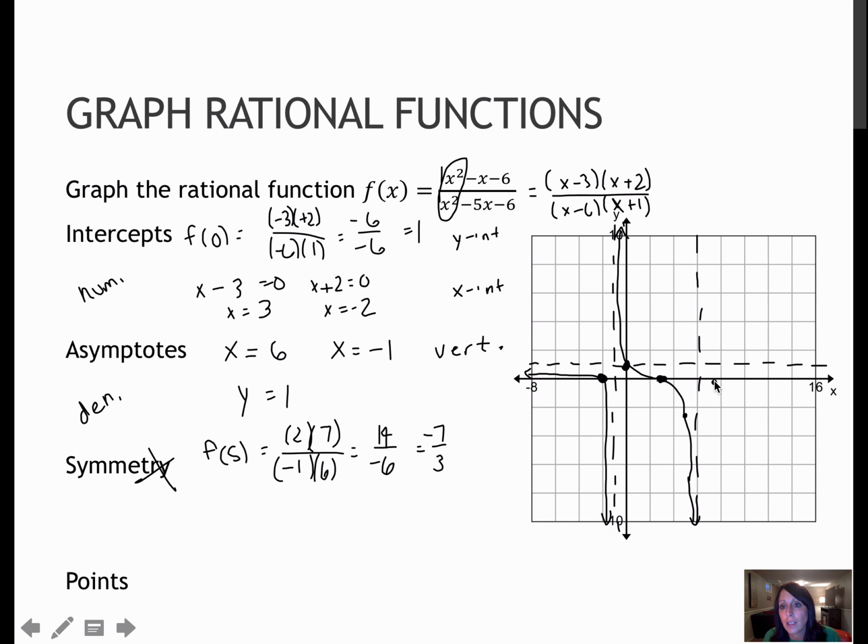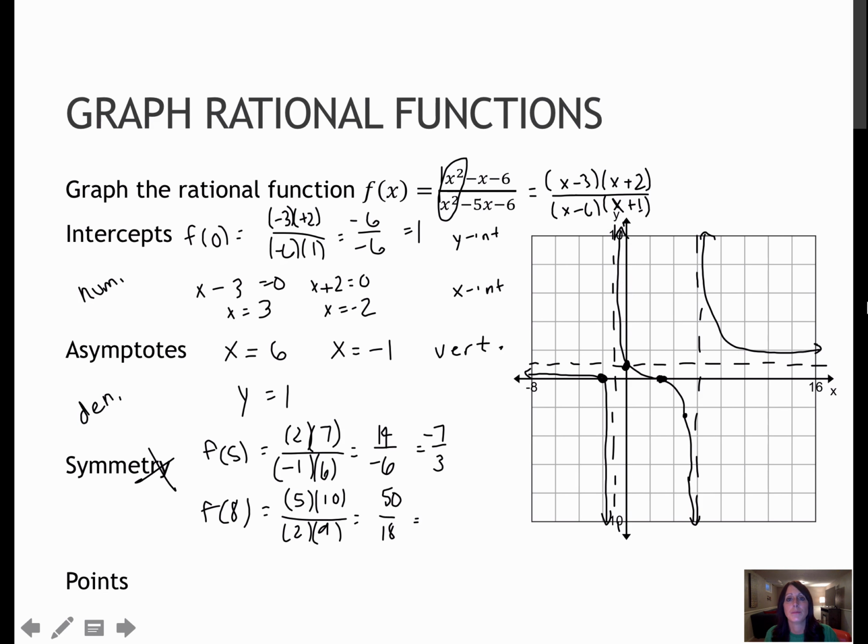So let's plug in 8 and see what happens. So f of 8 would give me 8 minus 3, or 5 on top, 8 plus 2, which is 10, 8 minus 6, which is 2, and 8 plus 1, which is 9. That gives me 50 over 18. This is clearly a positive value. I don't even need to know exactly what it's going to look like. I just know that at 8, which is 2, 4, 6, 8, it's up here. So that means it's going to look something like this.